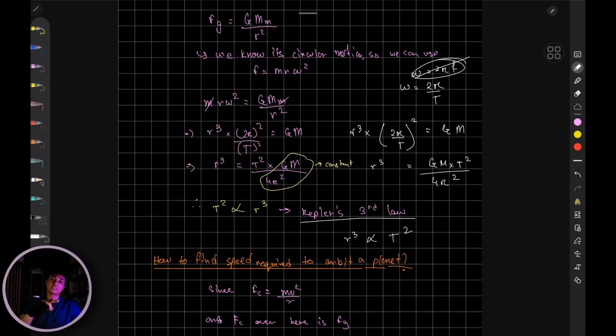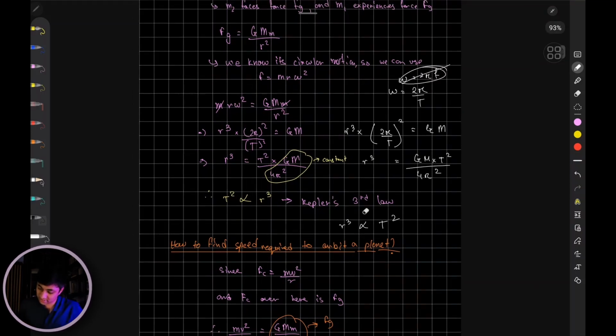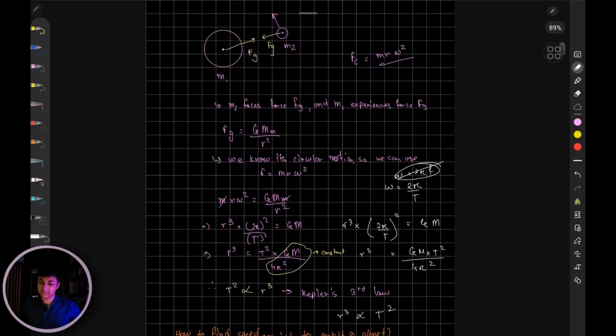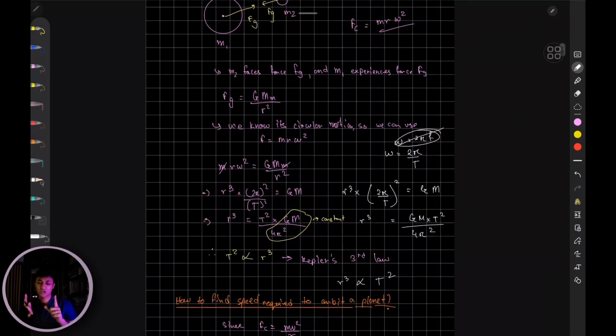And you can also say the opposite thing. So if it had a lower time period or a smaller time period, its radius would have to be smaller, right? So that's what we can understand from this proportionality. Now, that is what we understood from equating both the forces together.